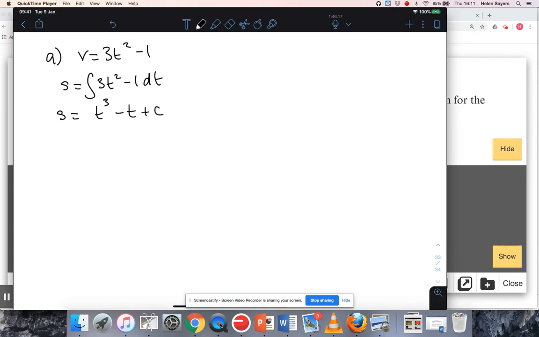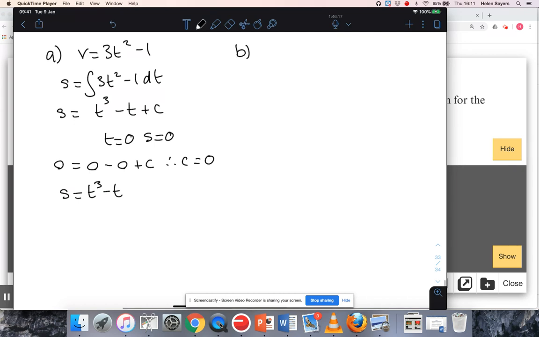And I must put plus c, so even if you've already looked ahead and realised that they've told us that t is 0 and s is 0, so if you substitute those in, you are going to get c is 0, but you must still have the plus c there. Okay, so even though it's going to work out to be 0, if you don't acknowledge it, you will lose marks for that.